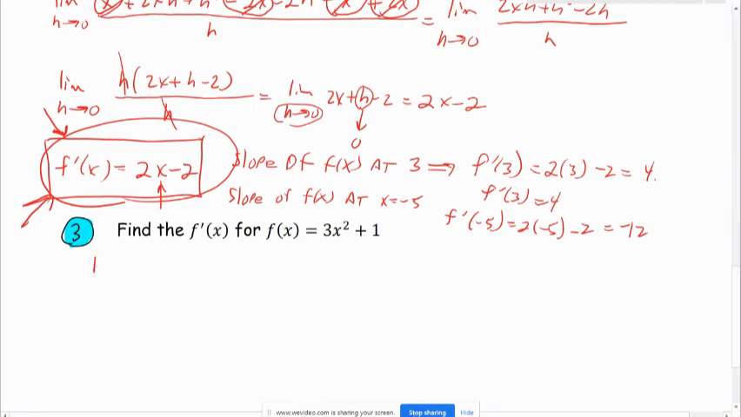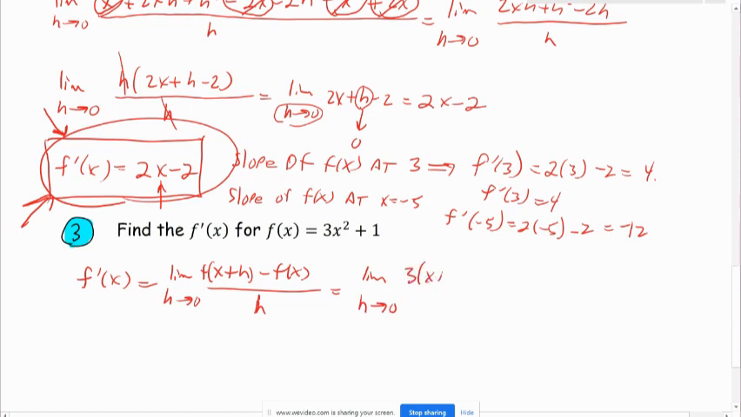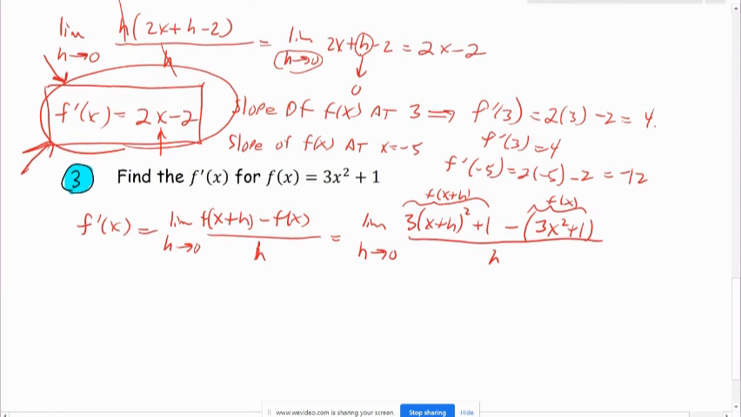So for this one, we're going to say that f prime of x is, again, the limit as h approaches 0 of f of x plus h minus f of x over h, which is the definition of our derivative. And so for this function, that's going to look like this. We're going to have 3 times (x plus h) squared plus 1 minus (3x squared plus 1). Remember, this is f of x plus h, and this is f of x. And so now all we have to do is expand and simplify.